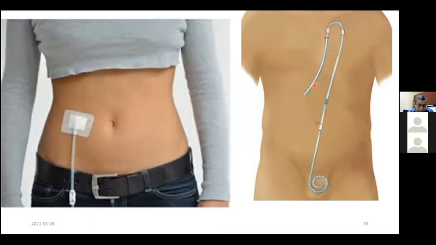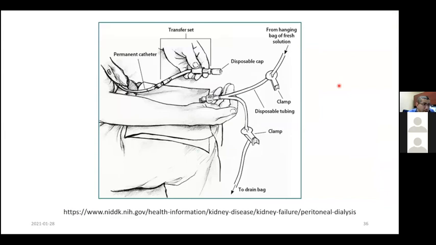Okay, now coming to what else? This is really important. So this is the catheter. This is the Y set, which will come later on. But this segment between here and here is the transfer set.